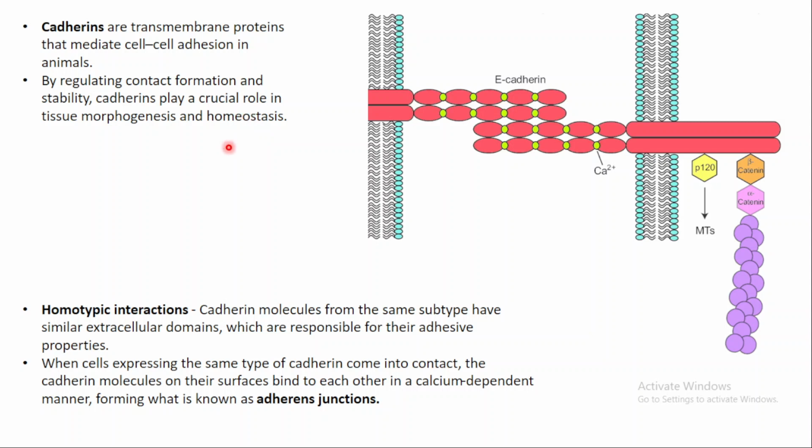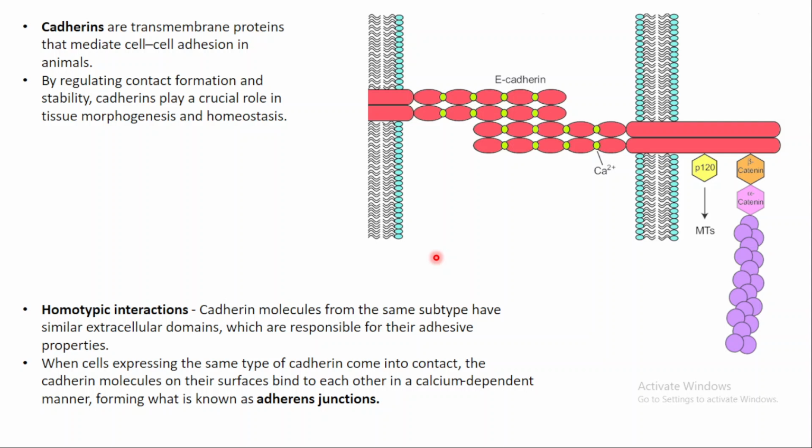And cadherins also have another property of homotypic interactions, where cadherin molecules from the same subtype have similar extracellular domains which are responsible for their adhesive properties. There are many types of cadherin, prominently E cadherin and N cadherin. If we have two molecules of E cadherin, they have similar extracellular domains, and similar extracellular domains will form a strong adhesive interaction. So that is the property of cadherin.